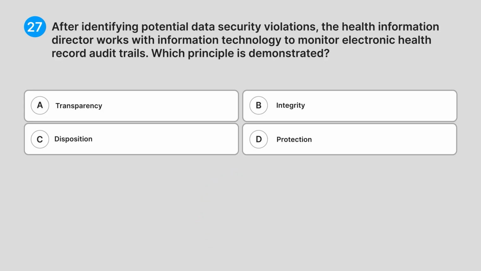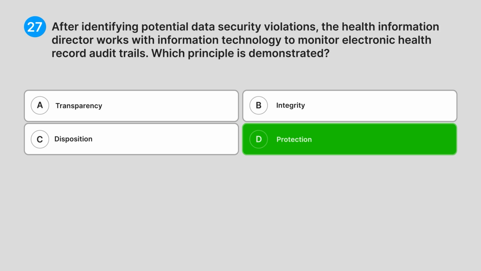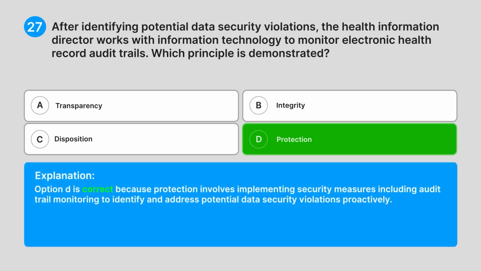Correct answer, D. Protection. Explanation: Option D is correct because protection involves implementing security measures, including audit trail monitoring, to identify and address potential data security violations proactively.